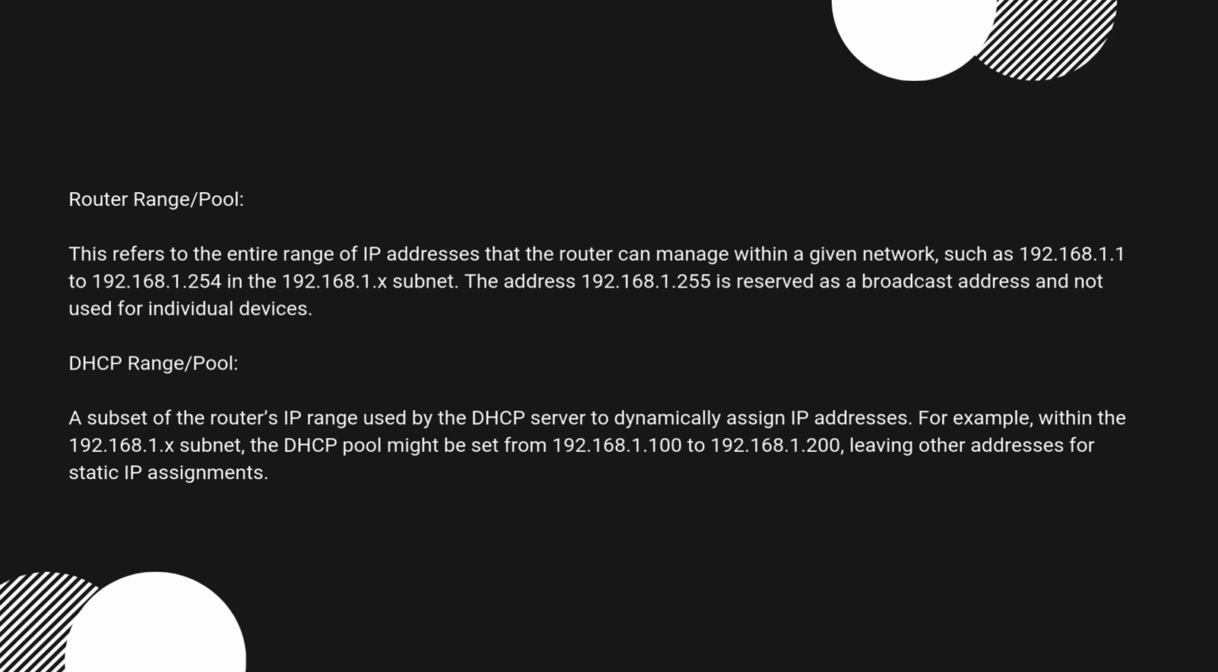DHCP range, pool. A subset of the router's IP range used by the DHCP server to dynamically assign IP addresses. For example, within the 192.168.1.x subnet, the DHCP pool might be set from 192.168.1.100 to 192.168.1.200, leaving other addresses for static IP assignments.